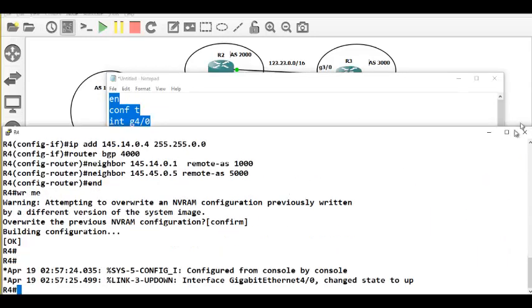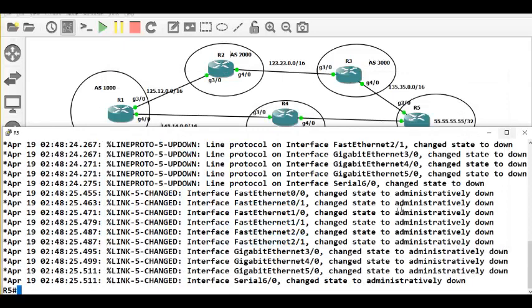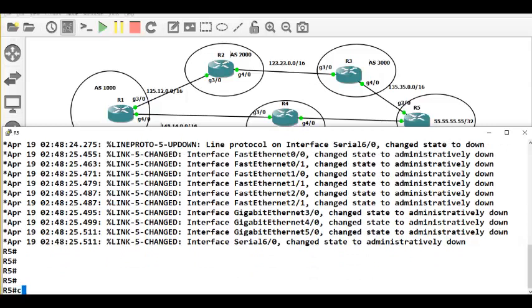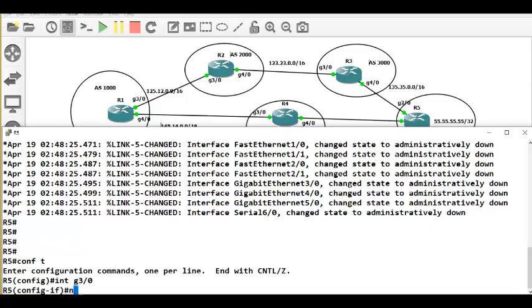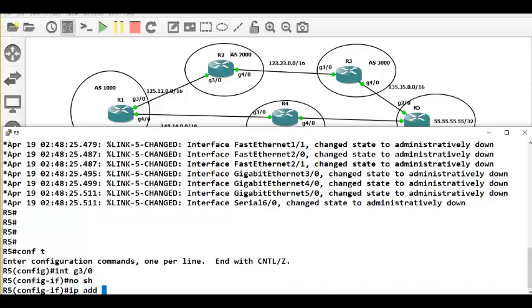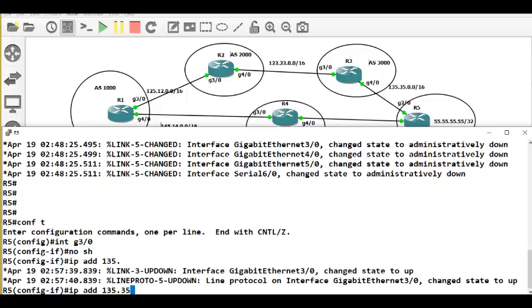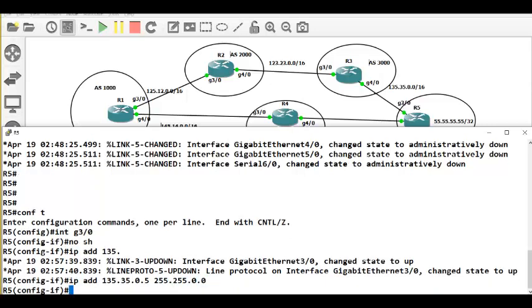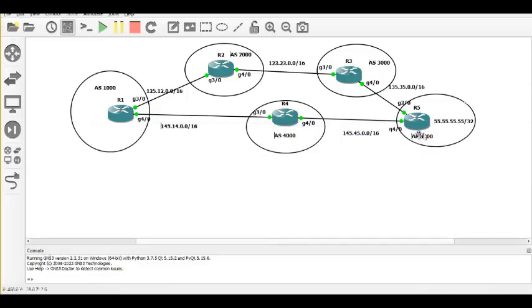What next is the final router. I want to do it on the command line. On router 5, interface G3/0. IP address is going to be 135.35.0.5, 255.255.0.0. Interface G4/0, which is down here.